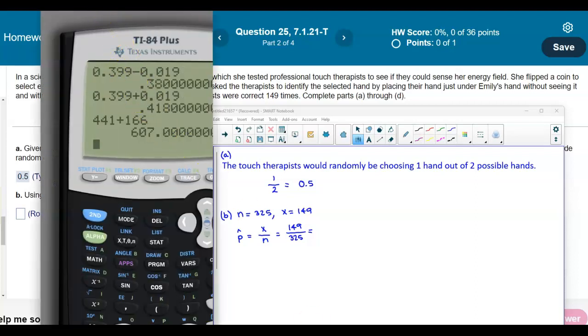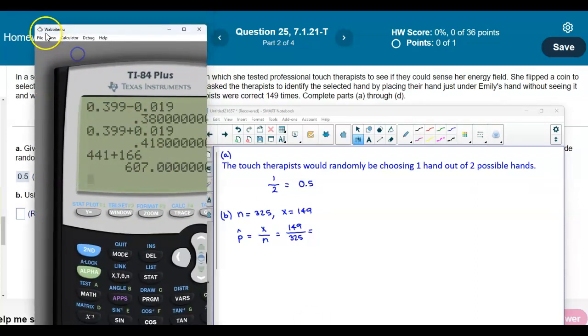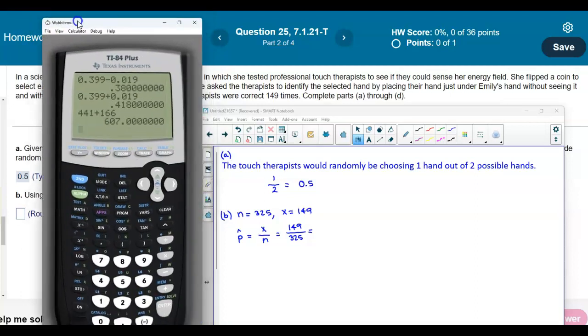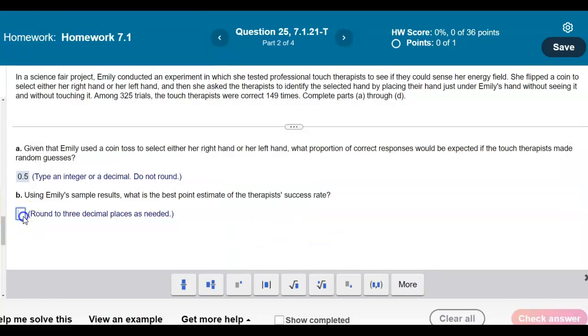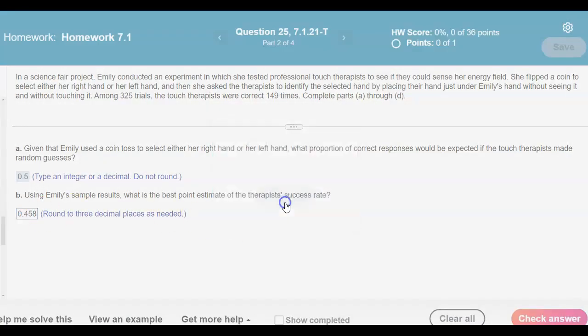Here we're going to take our amount of 149 and then divide that by 325, and then rounding out to 3 decimal places we get 0.458. So we get 0.458 as our answer. So let's go ahead and put that in. 0.458. And there's our result.